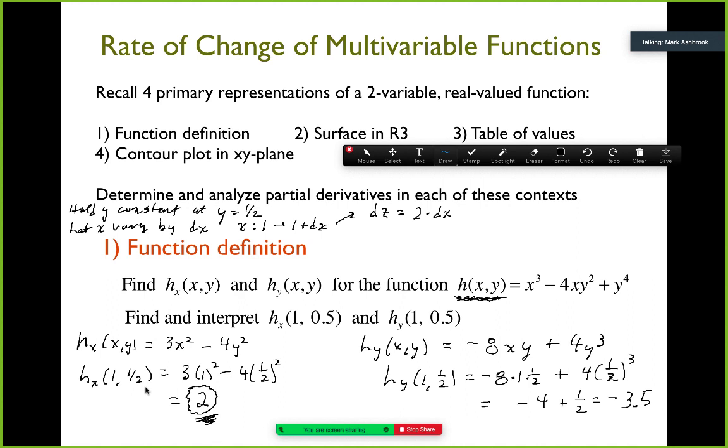Okay, does that make sense? So this little equation is what frames our meaning for that 2. Given changes in x, the resulting change in the function, or z, is 2 times the change in x that we pick.